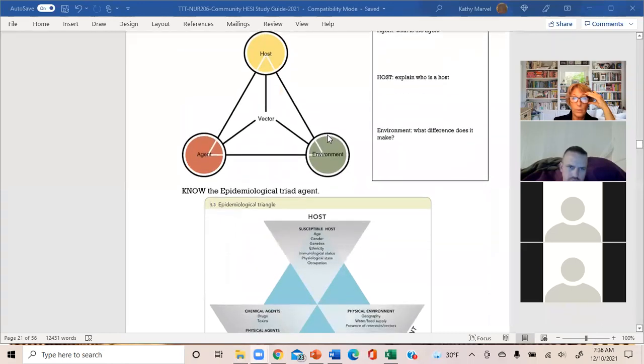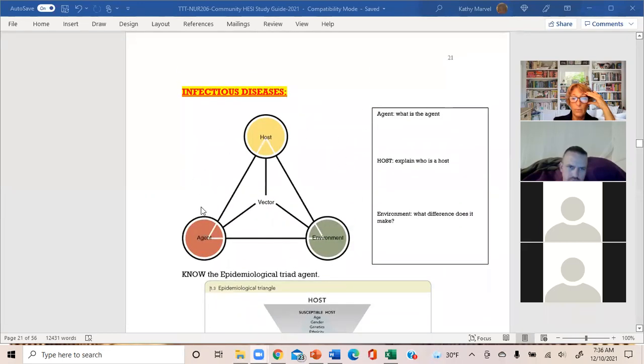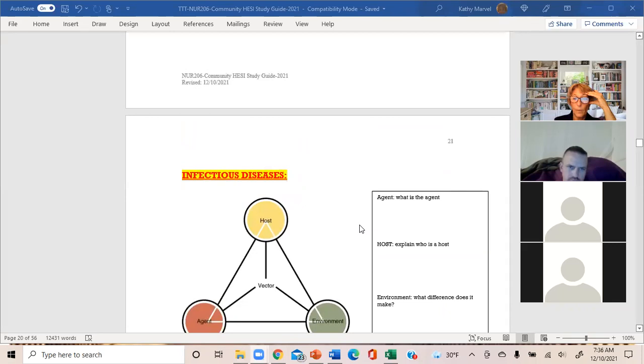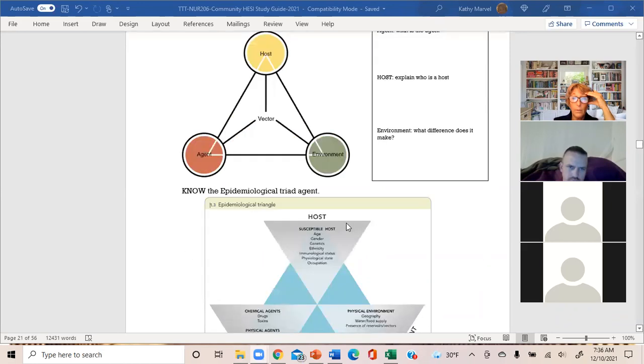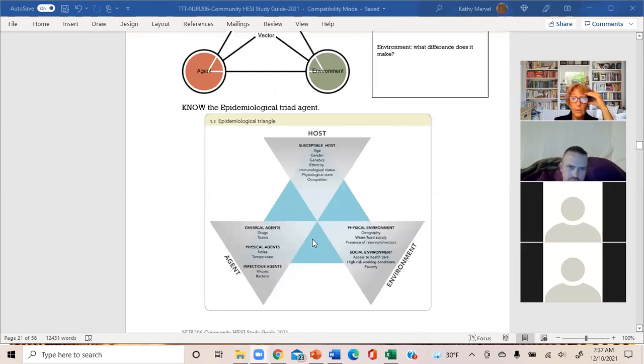Okay, next section is infectious disease. What's this here? Do you guys remember what that is? The agent, the host, and the environment? What is that? Anybody? Epidemiological triangle, right? So we need to know that. Okay, so study this on your study guide.